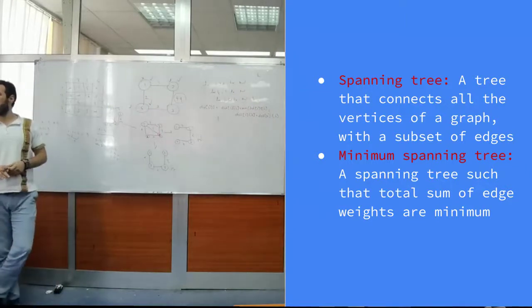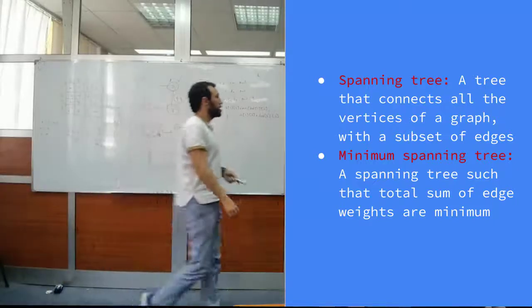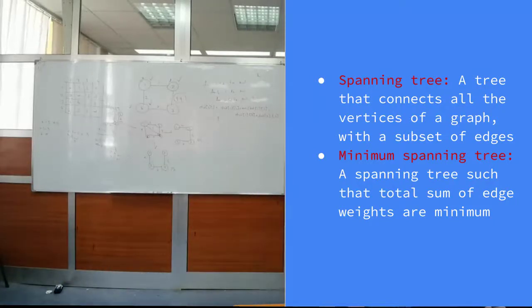We can remove multiple edges, right? Let's look at the definition, Daniel. A spanning tree is a tree that connects all the vertices of the graph with a subset of the edges. If it's a spanning tree, it must be a tree, right? And the other condition is it needs to include all the nodes.